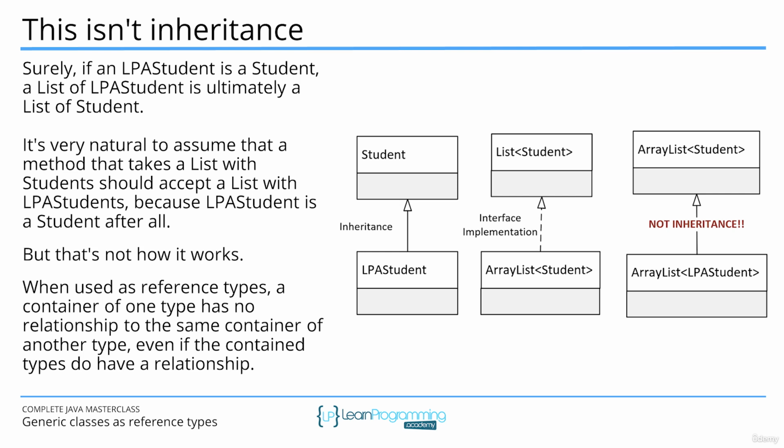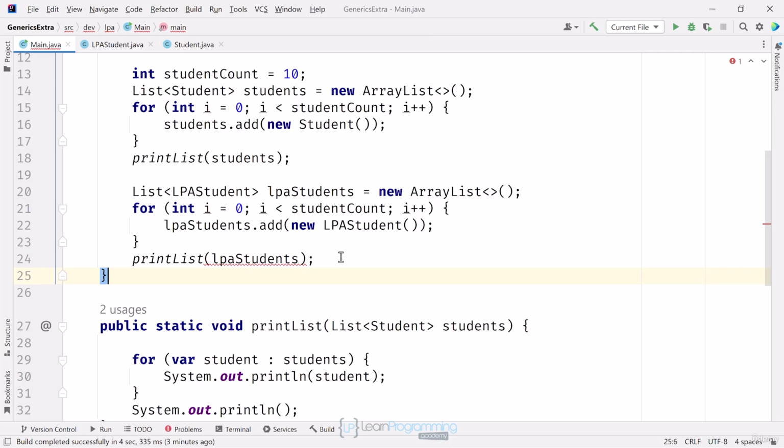When used as reference types, a container of one type has no relationship to the same container of another type, even if the contained types do have a relationship. Let's explore this just a little further, because this concept is sure to trip you up. It's important to understand that this restriction has to do with variable reference types and method parameters.